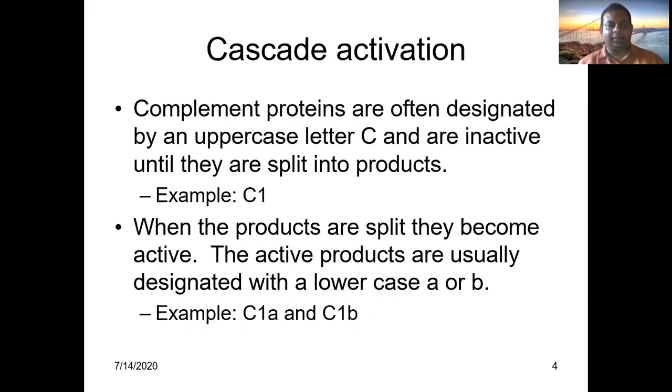In cascade activation, complement proteins are often designated by the uppercase letter C for complement, from C1 to C9. When products are split, they become active: C1A, C1B, likewise.